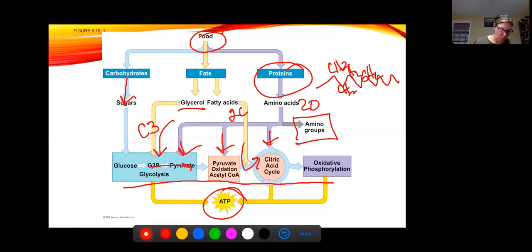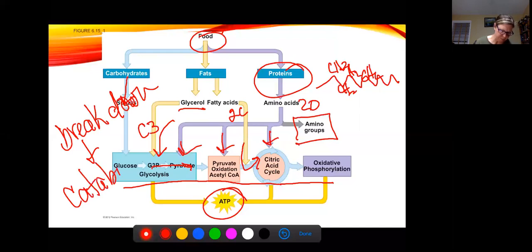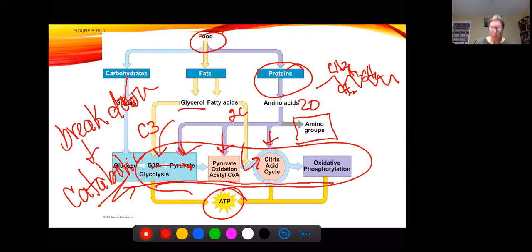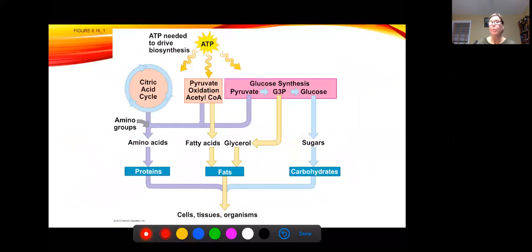So this is all breaking down. We're breaking down these molecules. So that would be catabolic. Breaking it down. I was thinking of catastrophes, break things down. All right, we're going to couple, because this is an exergonic reaction, we're going to couple that into this series of steps to make ATP. There's that energy coupling we learned in a previous chapter.